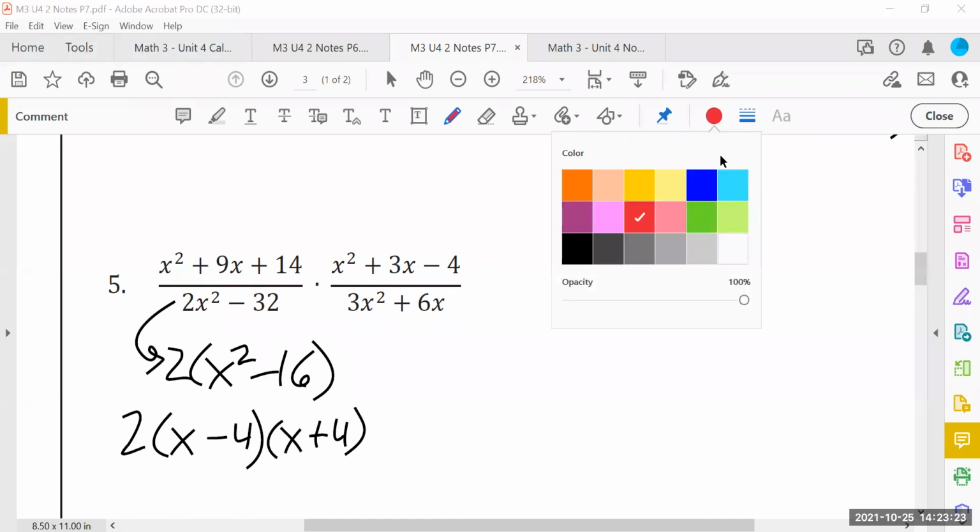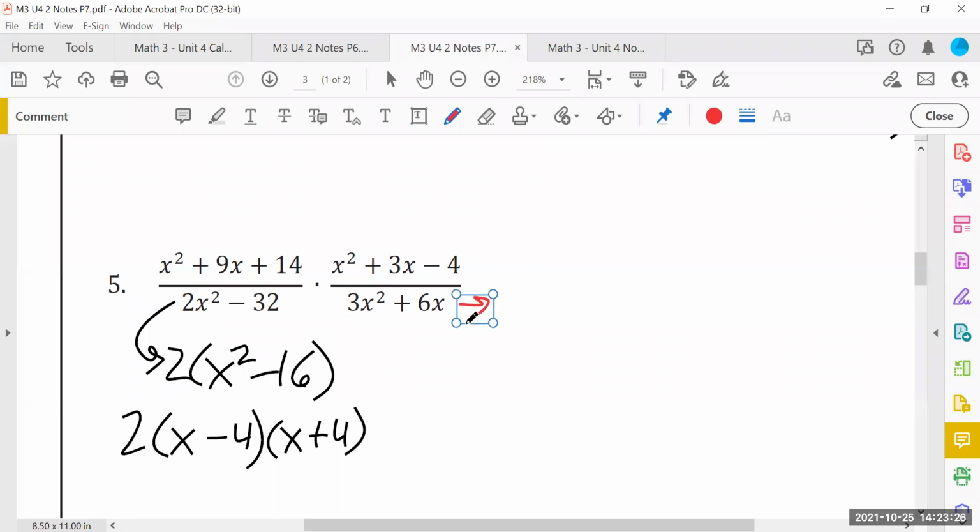The other denominator, this 3x squared plus 6x, I could factor out a 3x from both of those, making it 3x times x plus 2. We hadn't seen a lot of those, and so I want to show you those real fast. But I'm not going to do this one the rest of the way out unless somebody really wants to see it.